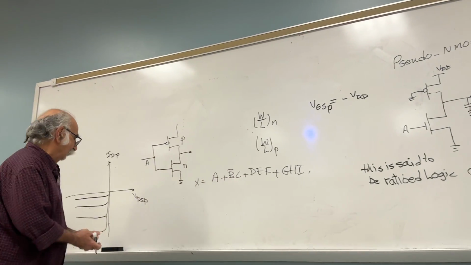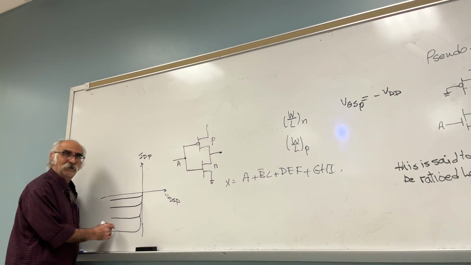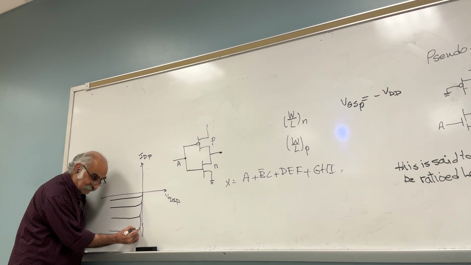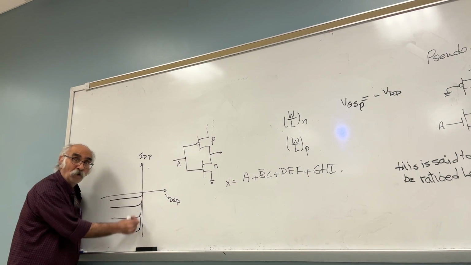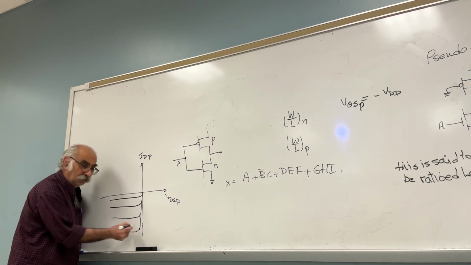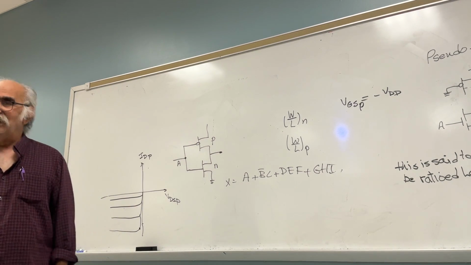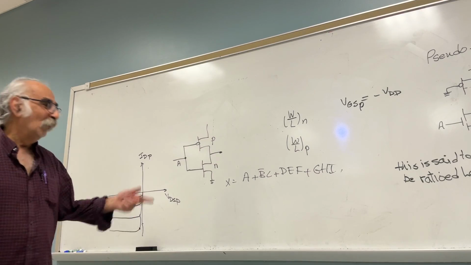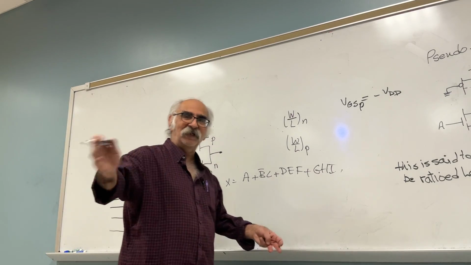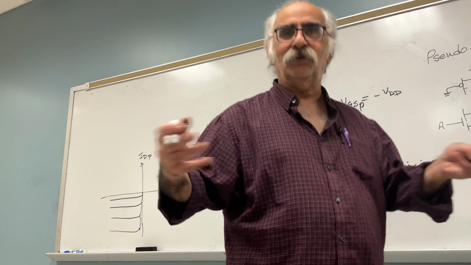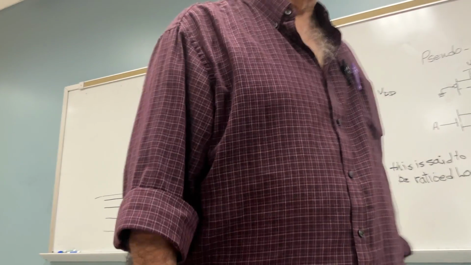So where are we? We are on this curve. But the question is, are we on the ohmic region or the triode region, or are we in the saturation region? What is the condition that separates triode from saturation?